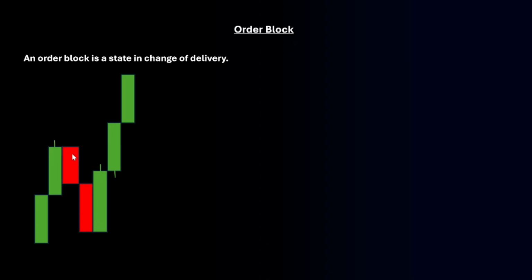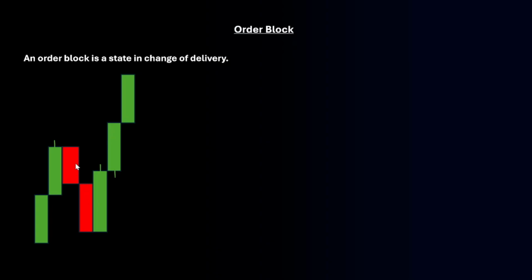In that state in change of delivery, these 2 down close candles are the order block, because there's a state in change of delivery from a downtrend to an uptrend, from 2 down close candles to 3 up close candles, leaving a fair value gap. In this state in change of delivery, price was trading to the upside. Seeing a down close candle is a downtrend inside an uptrend. It is an internal downtrend.